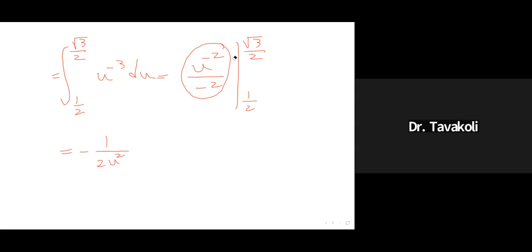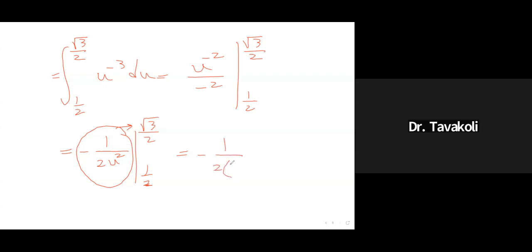Okay, now I need to evaluate these numbers at the limits of the integral and do the subtraction. The evaluation of this function at the upper limit: minus 1 over 2 times what squared? Radical 3 over 2 squared. Minus the evaluation of this function at 1/2: minus 1 over 2 times 1/2 squared.